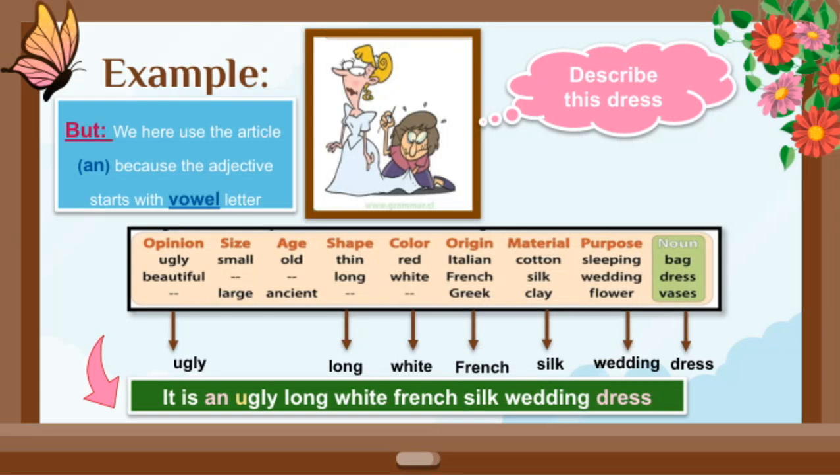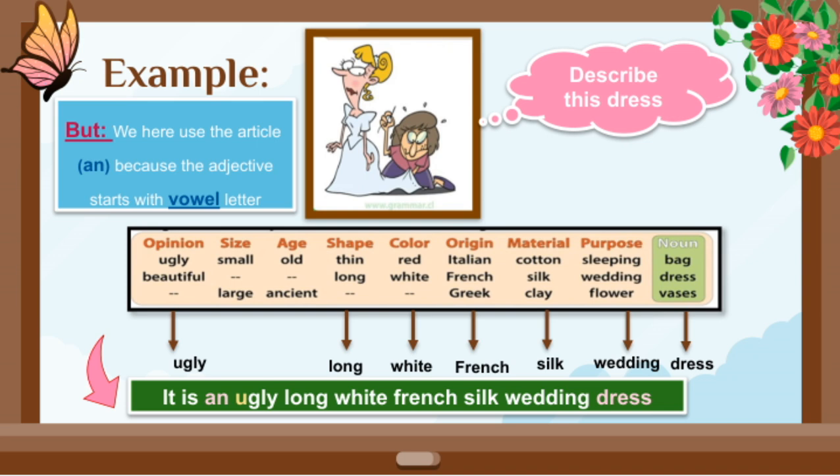Now let's look at why we use the article "an" in certain situations. We choose "an" instead of "a" because the adjective that follows begins with a vowel sound. For example, in the phrase, an ugly long white French silk wedding dress, notice how "an" is used because ugly starts with a vowel sound. This phrase helps us describe the dress more vividly. We see that the dress is ugly, which might seem surprising, but it helps set a specific tone or image.